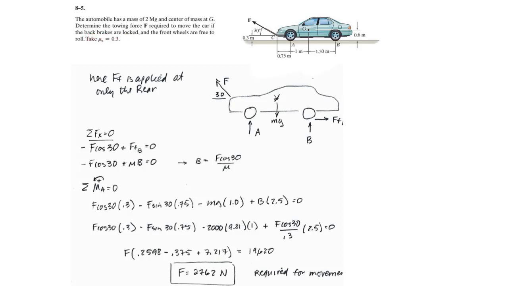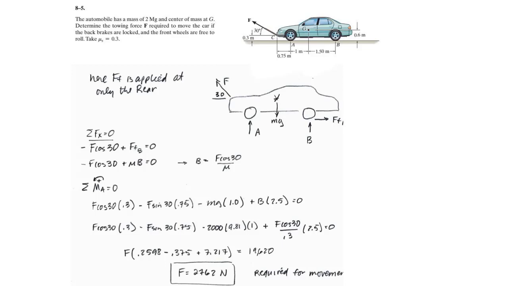So in this case, it says the back brakes are locked, the front wheels are free to roll, so clearly that indicates differing coefficients of friction. So what we have to do is apply the friction force at where it occurs. So in this case, I'm going to draw a free body diagram with an mg, a normal force at A, and then the friction force applied at B only, not at A. The pulling force comes at an angle, so there's a cosine component this way and a sine component this way.